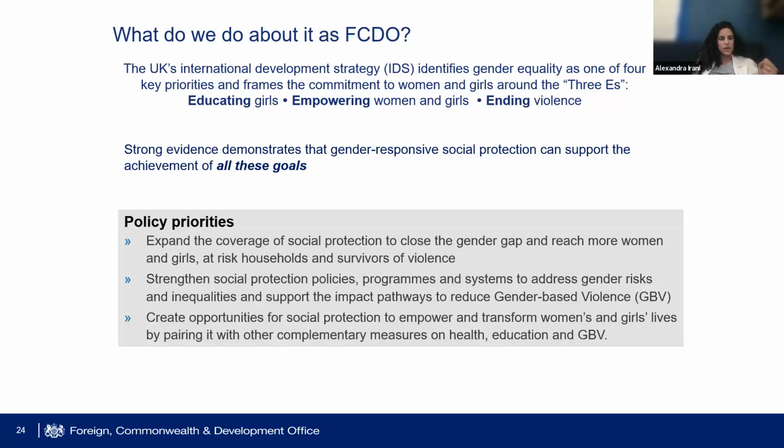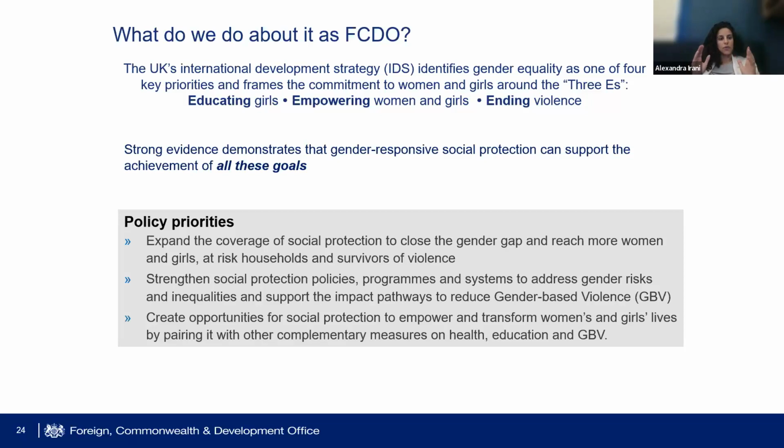And so for the UK and for FCDO, policy priorities are expanding the coverage of social protection to close the gender gap, but also ensure that social protection is inclusive of all groups, not just women and girls, and also the intersectionality between gender and other areas of social exclusion.